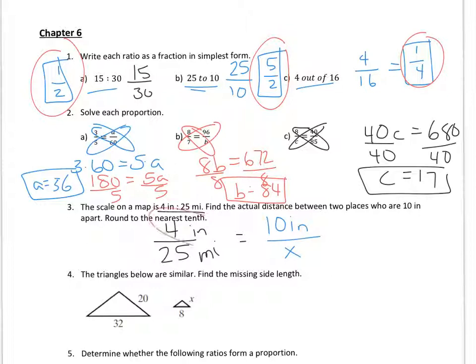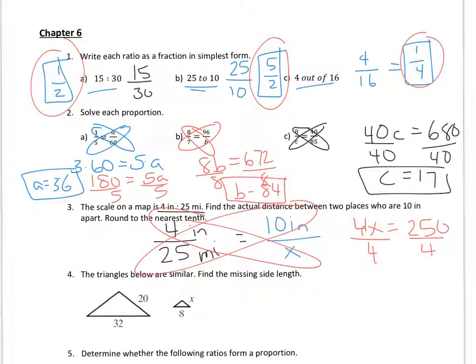So again, I'm going to circle the diagonals. So it's 4x equals 250, because 10 times 25 is 250. Divide each side by 4. So 250 divided by 4 is 62.5. And my unit, since it's distance, is miles.